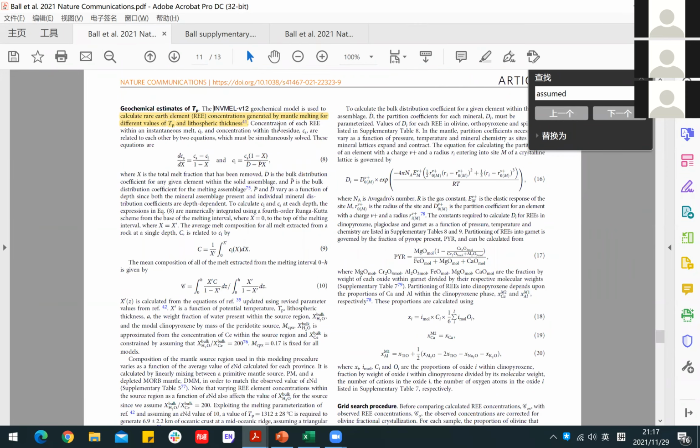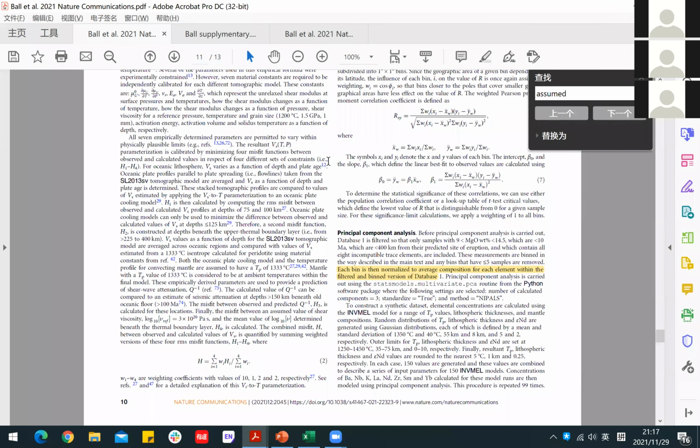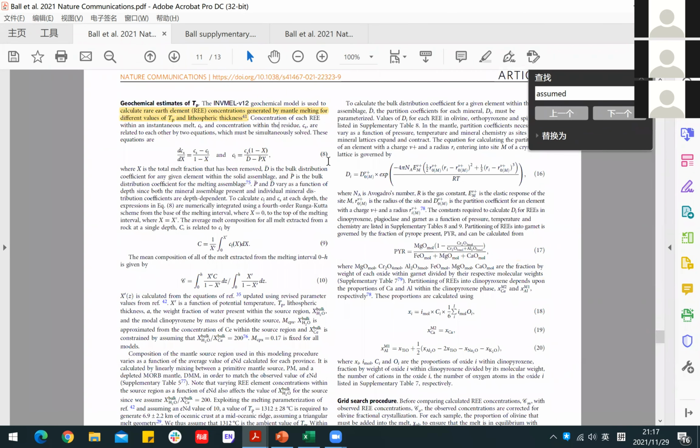From the inversion. Yes. So essentially, this pattern in REE elements can tell you the depths, or they have some depth information in the REE. I don't think so, though. I don't think they can tell you the depth. From seismology.